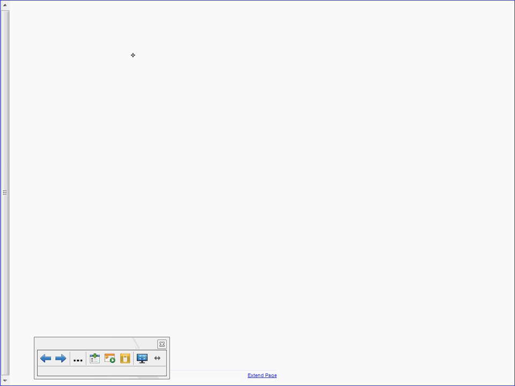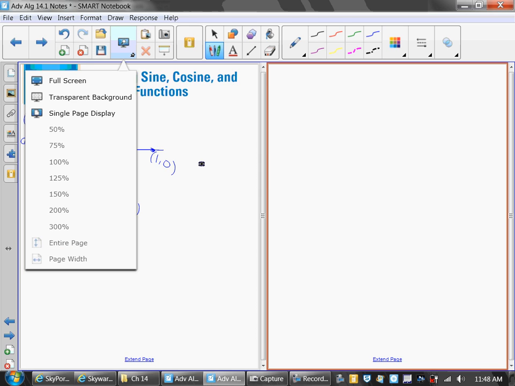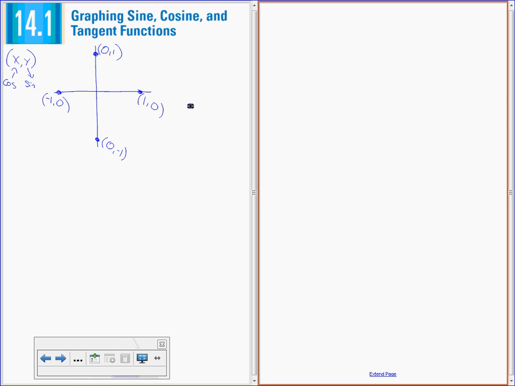Sorry, I hit the wrong button. Y equals sine of x. I want to look at that graph. What that means is I want to look at all the values. I want to look at what the graph of sine looks like.